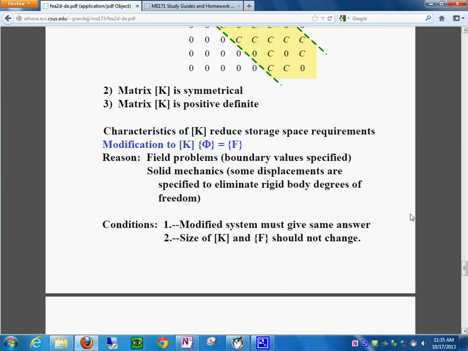K is a symmetrical matrix, and also it should be positive definite. The characteristics of K are used to reduce storage space and for all other modifications that we can do. In this case we have problems in solid mechanics. Some displacement is specified to eliminate rigid body degrees of freedom. If you have the original system and you make any modification to it, the modification must give the same answer, and the size of K and F should not change.